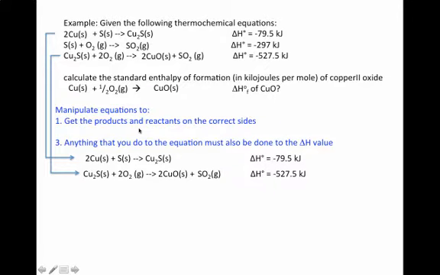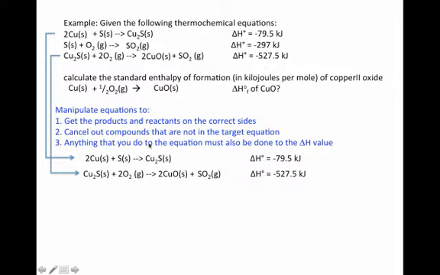Okay, so what's the next strategy? Cancel any compounds that are not in the target equation. So I have copper plus half an oxygen plus copper 2 oxide. Let's look here. I have this sulfur equation here, and I have sulfur dioxide here.